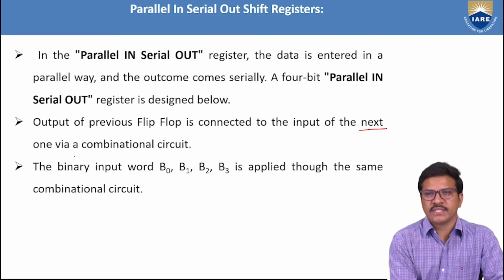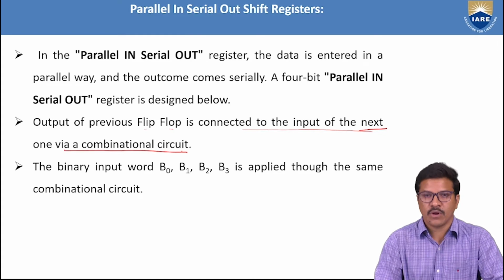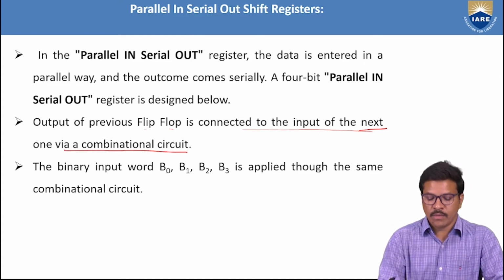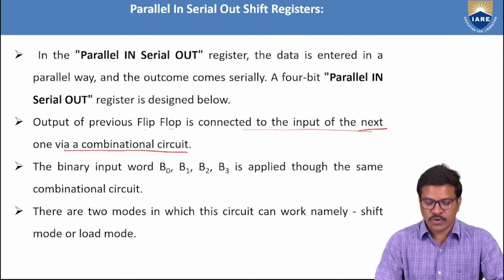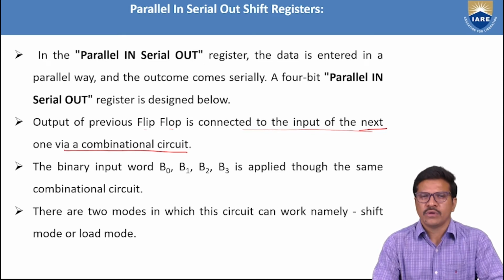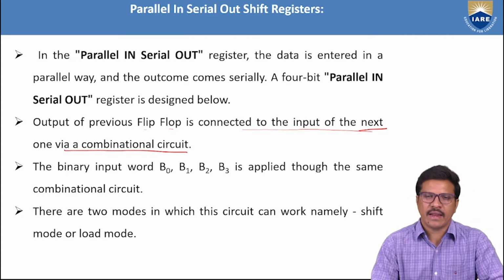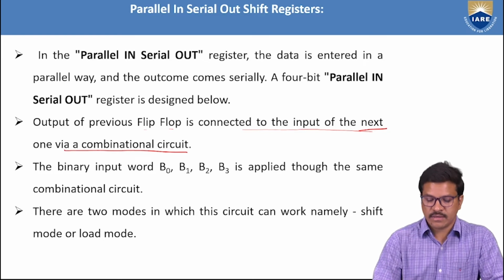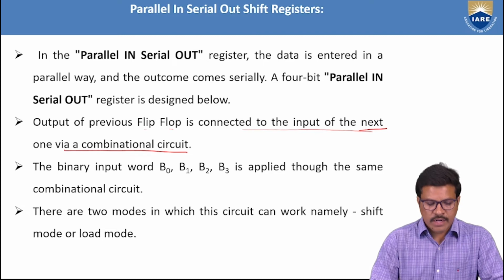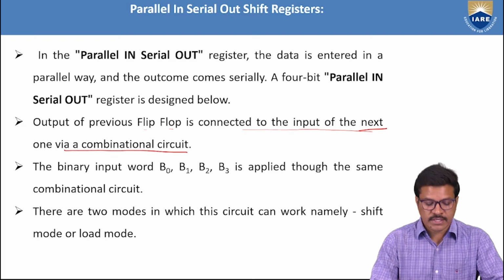One interesting point is that the output of the previous flip-flop is connected to the input of the next flip-flop via a combinational circuit to get the parallel in serial out. The binary input word B0, B1, B2, B3 is applied to the combinational circuit. There are 2 modes in which this circuit can work, namely shift mode or load mode. So 2 actions happen in this parallel in serial out. First, initially loading of data into the parallel inputs, and then in some other mode we can collect the data serially. So we need to figure out when it is shift mode and when it is load mode.